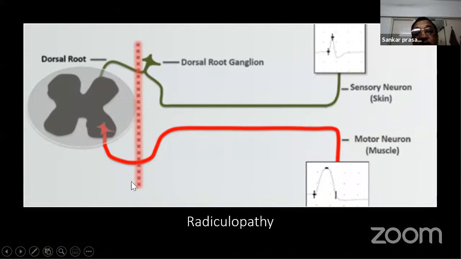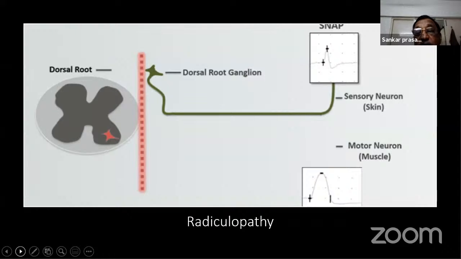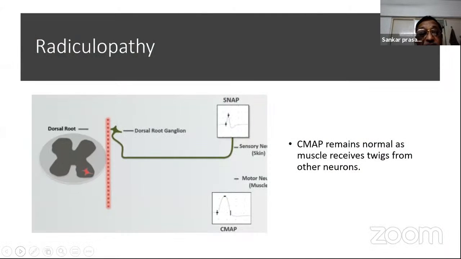So this is the radiculopathy description. This is the preganglionic lesion. That's why the SNAPs are normal. The MUAPs may be slightly affected. The F wave responses may also be affected in this. The root, this is the same radiculopathy, and the CMAP remains normal as the muscle receives supply from other neurons also. So CMAP can be normal.